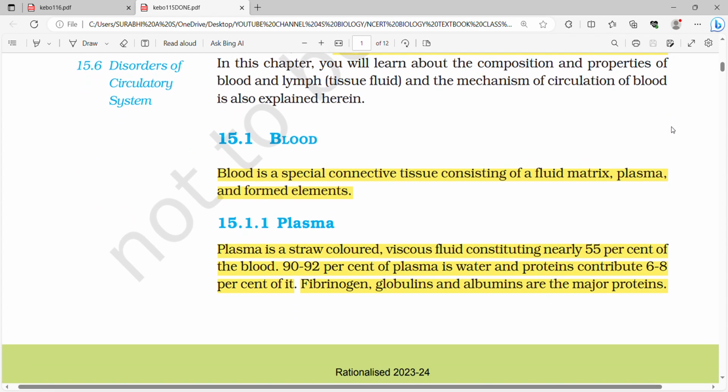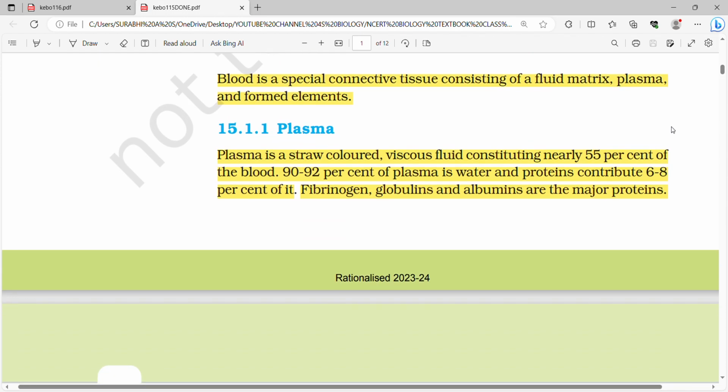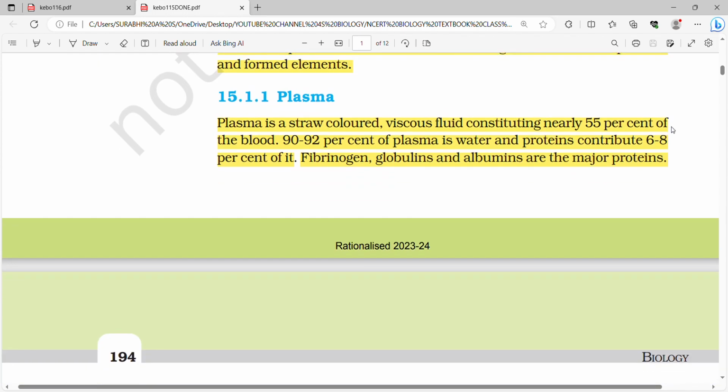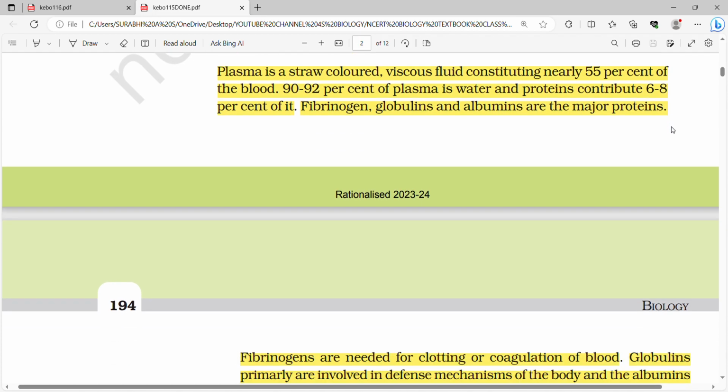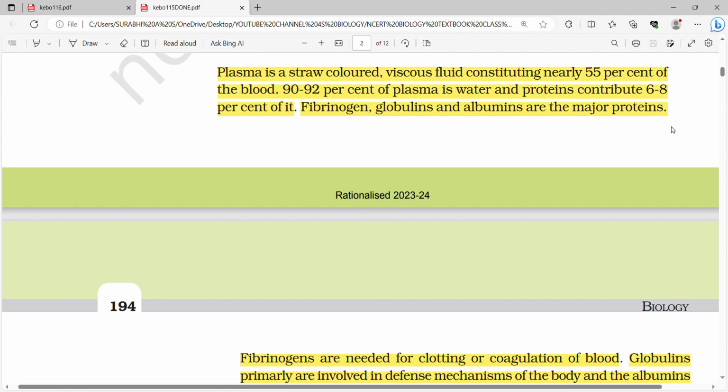So what is blood? Blood is a special connective tissue consisting of a fluid matrix, plasma and formed elements. And what is plasma? Plasma is the straw colored viscous fluid constituting nearly 55% of the blood, whereas in that 90 to 92% of plasma is water and 6 to 8% is proteins.